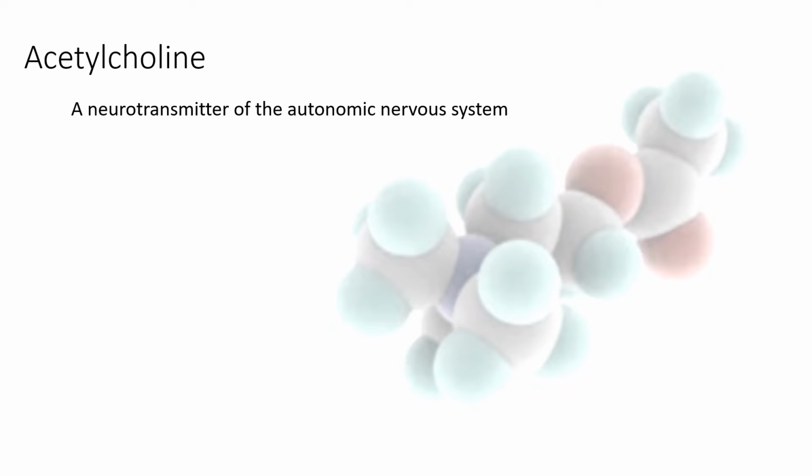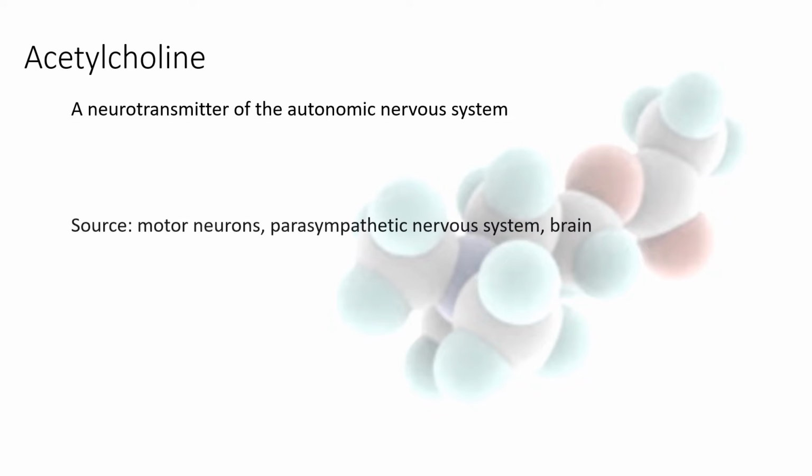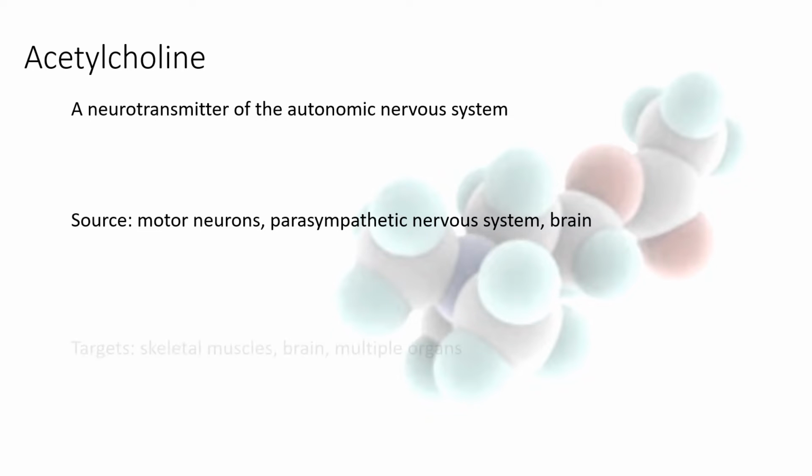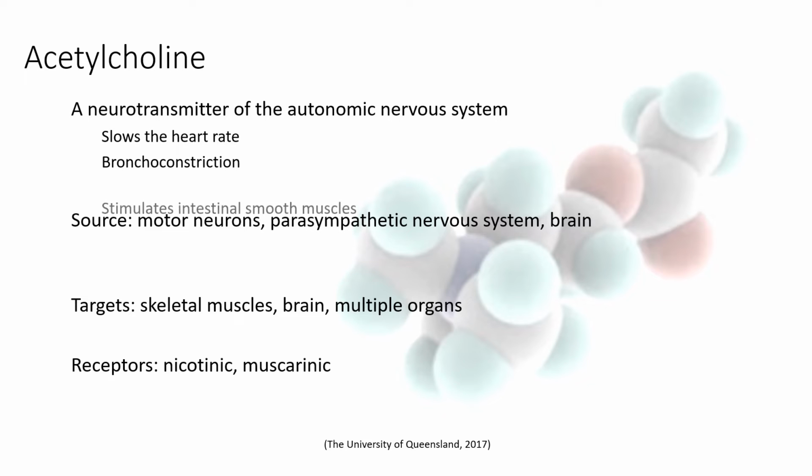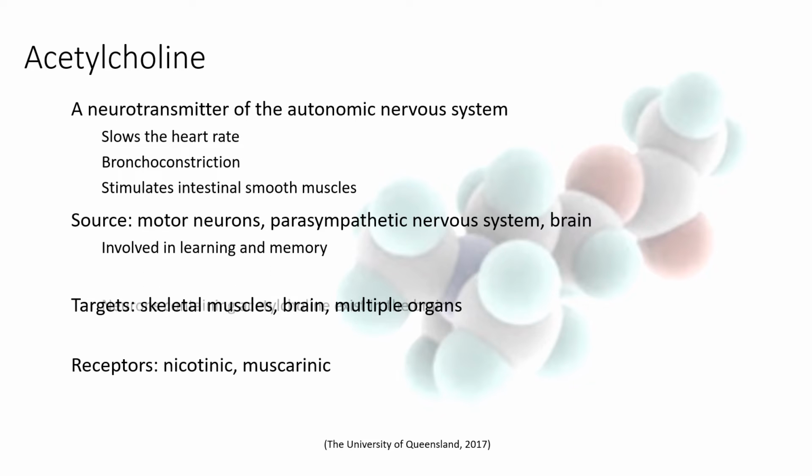Damage to the cholinergic neurons of the central nervous system is associated with Alzheimer's disease. So some of the things that acetylcholine does is that it acts to slow the heart rate, it constricts the bronchi, it stimulates intestinal smooth muscles. The source of this is involved in learning and memory. The neurons that contain acetylcholine exist in the brain.